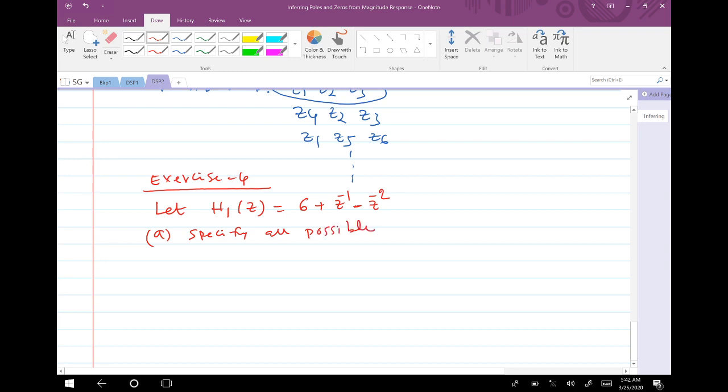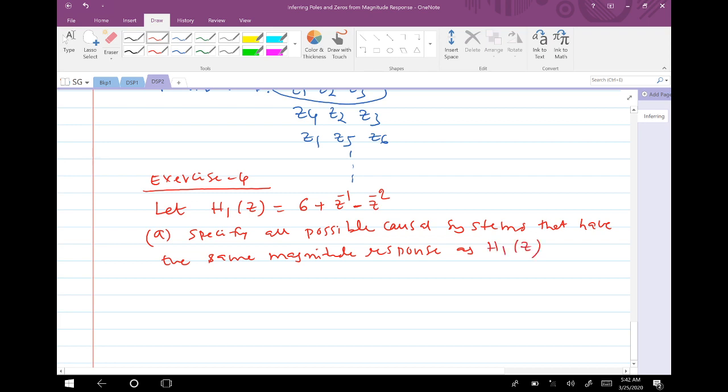By the way, is it causal or non-causal? How do you know that? You just look at h of n. These are all delayed versions, so essentially this is a causal system. So I want you to specify all other possible causal systems that have the same magnitude response as h1 of z. You please work it out.